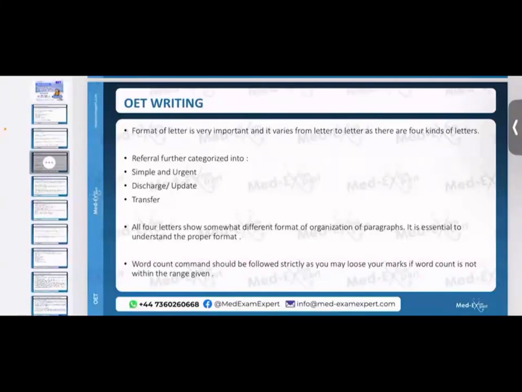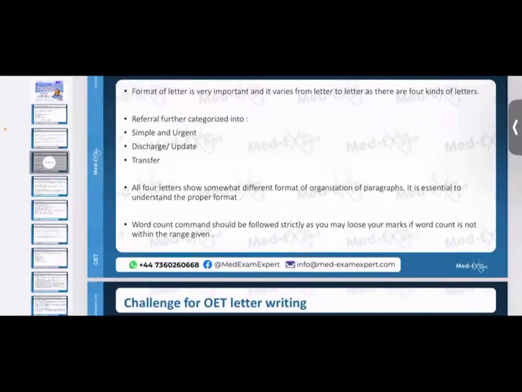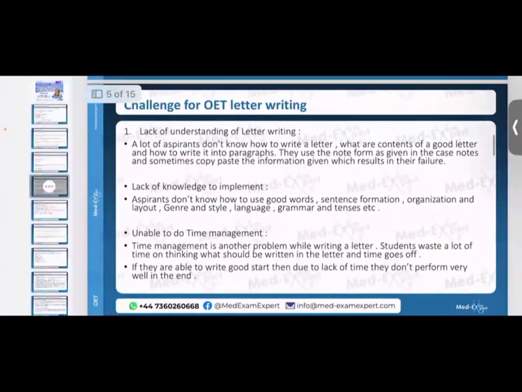The word count command should be followed strictly, as you may lose marks if the word count is not within the range given. If you are writing a very good letter, following all the aspects, the purpose is there, everything is there, there is no grammatical mistake, but still your word count is not in the given range, which is 180 to 200 words, then definitely you will be put at risk of not passing your exam. So there are some challenges which aspirants do face while writing a letter in the OET exam.